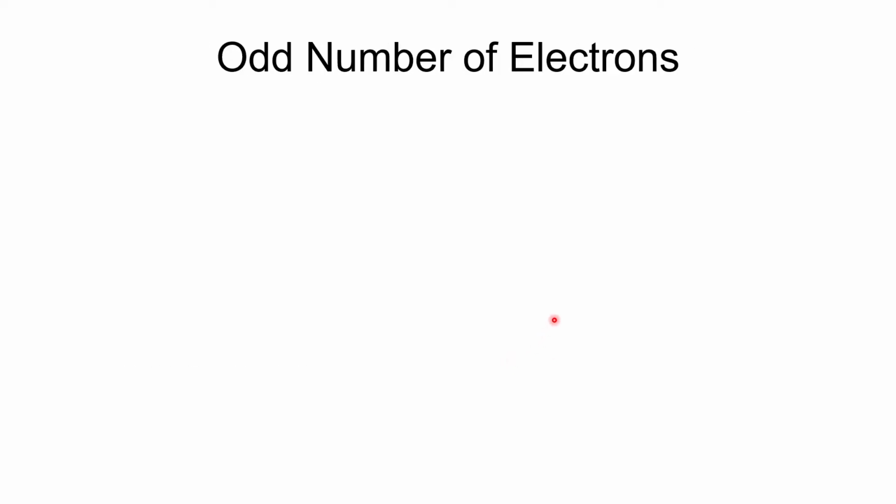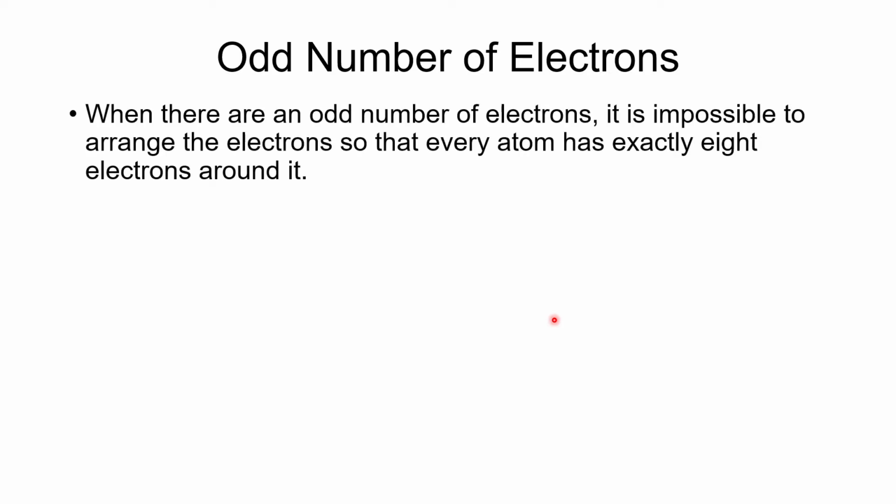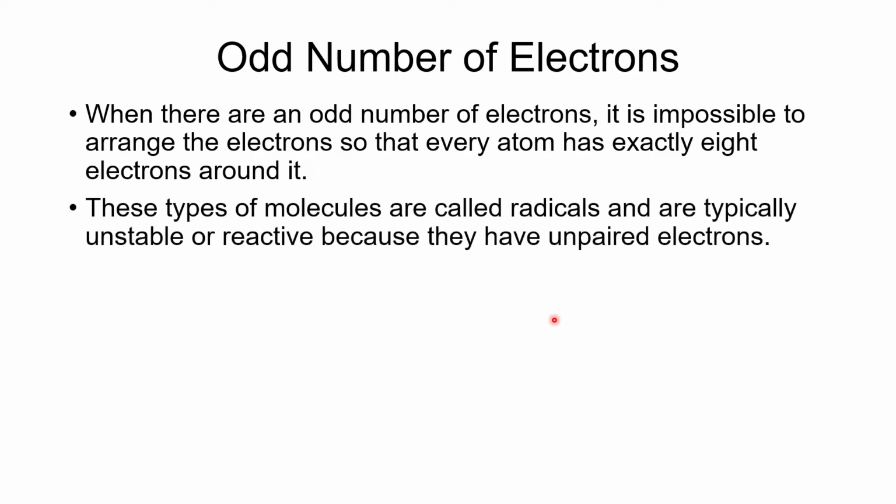All right, we're going to start by looking at the odd number of electrons. Whenever there are an odd number of electrons, it's simply impossible to arrange the electrons so that every atom has exactly 8 electrons around it. We just can't do it. There's just no way to do it. These types of molecules are called radicals and are typically pretty reactive, unstable, because they have unpaired electrons.